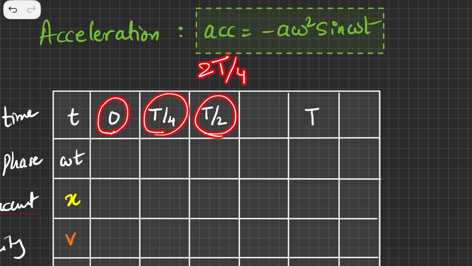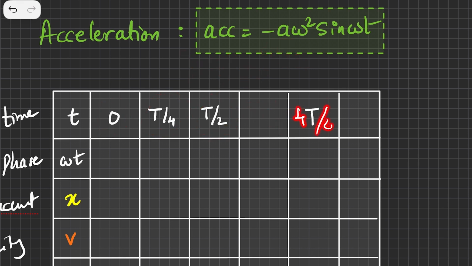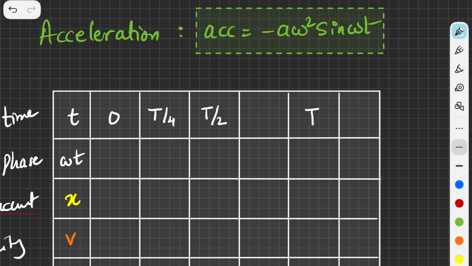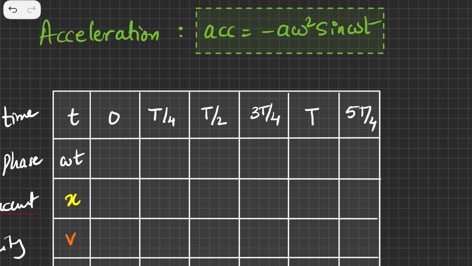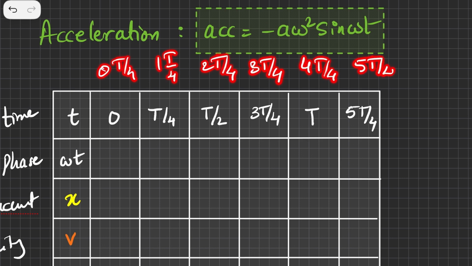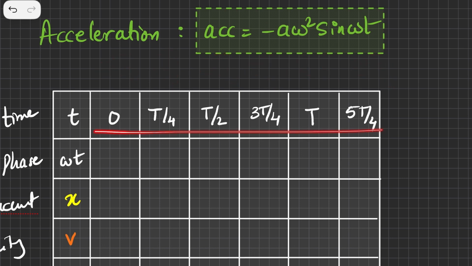So 2 T by 4 is nothing but 2 1s, 2 2s, that is T by 2. So this is 3 T by 4, this is 4 T by 4, which is actually 1, and this is 5 T by 4. So if you have got this is 0 T by 4, this is 1 T by 4, this is 2 T by 4, this is 3 T by 4, this is 4 T by 4, and this is 5 T by 4. So if you cancel it out, you will get this equation.